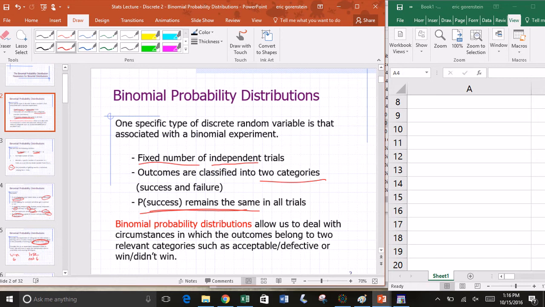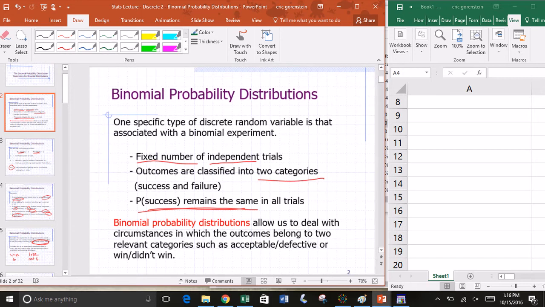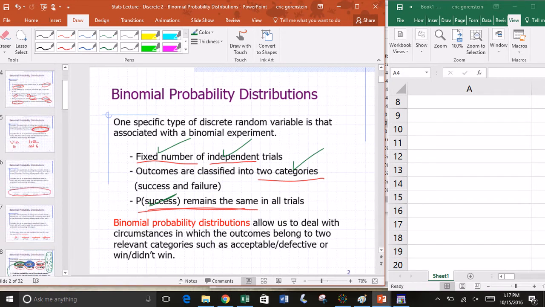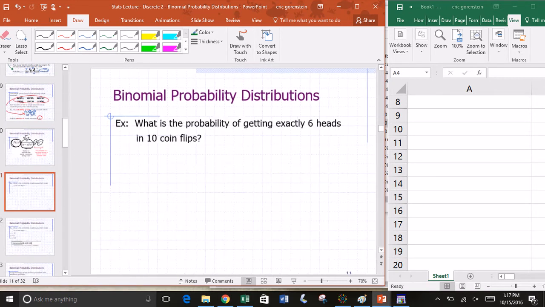Just to verify everything, I'll use green. Fixed number of trials, check. There are 10 of them. Trials are independent, check. Fixed probability of success, check. It's 50% each trial, and outcomes are classified into 2 categories. Well, obviously there's only 2 outcomes when flipping a coin, either heads or tails. Okay, so it looks like we've verified that this is a binomial probability distribution.